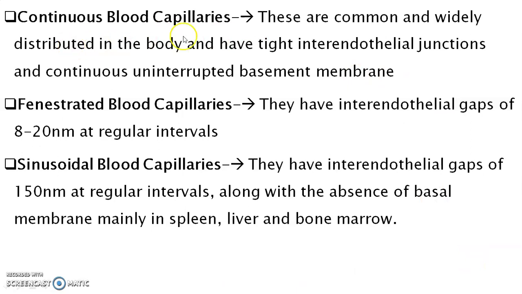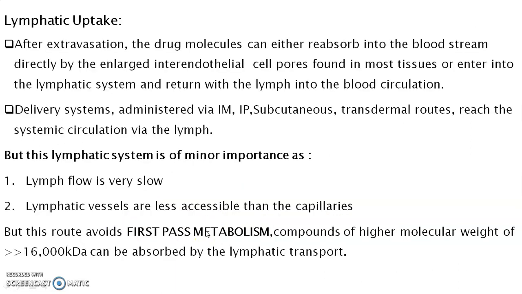The continuous blood capillaries are basically common and widely distributed throughout the whole body, having tight interendothelial junctions and continuous uninterrupted basement membrane. In case of fenestrated blood capillaries, they have interendothelial gaps of 80 to 20 nanometer at regular intervals, whereas the sinusoidal blood capillaries have interendothelial gaps of 150 nanometer at regular intervals, along with the absence of basal membrane, mainly present in the spleen, liver as well as bone marrow.